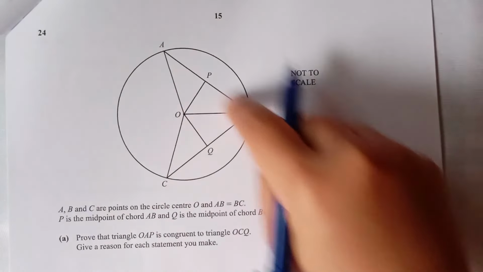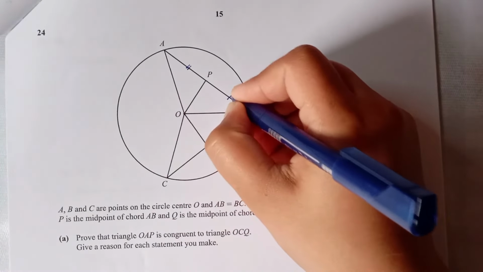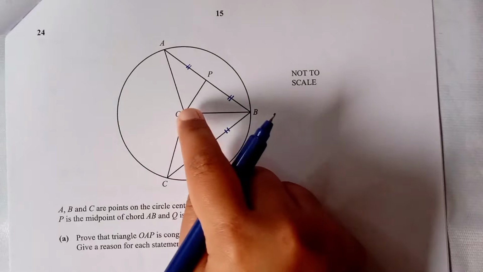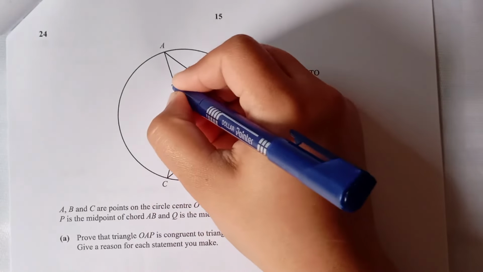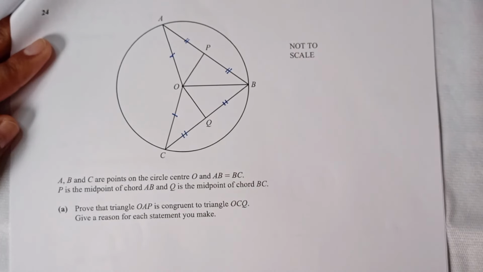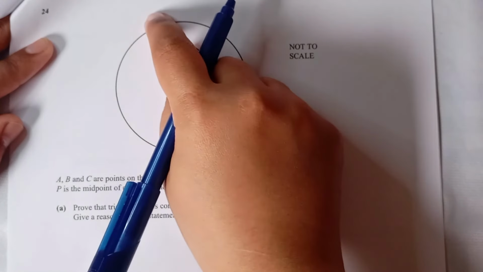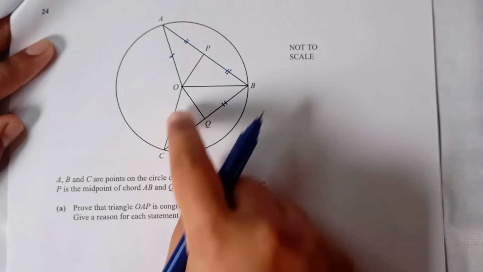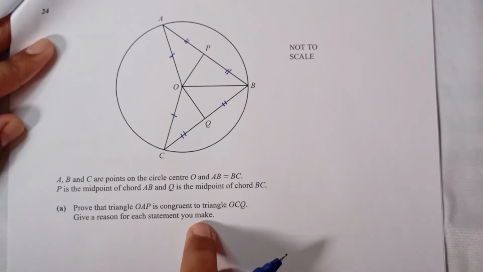Okay, if these two sides are the same and these are the midpoints, it means AP must be equal to PB and CQ is equal to QB, right? And we also know that OA and OC are the radii of a circle, so these two sides are also the same. Now for the first part, A, prove that triangle OPA is congruent to triangle OCQ, and give a reason for each statement you make.